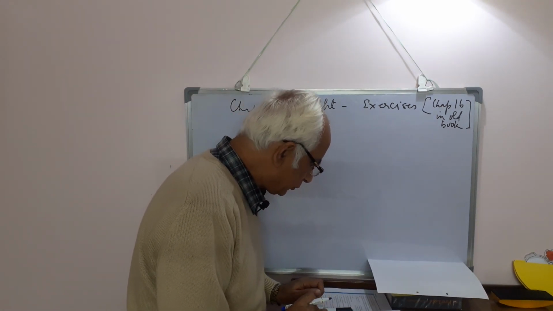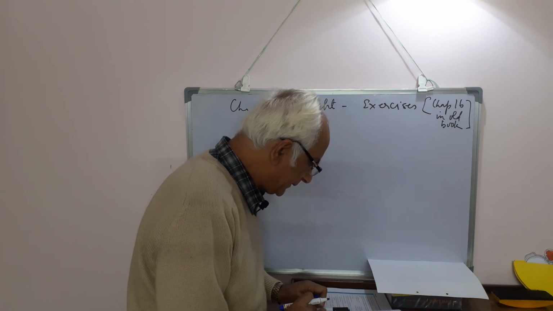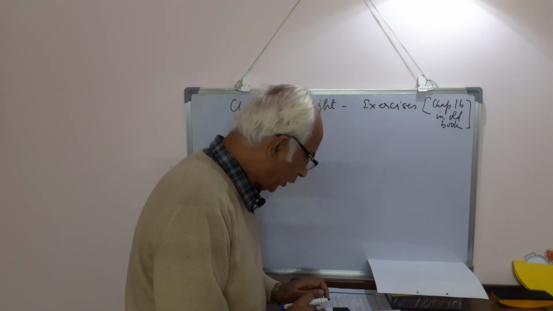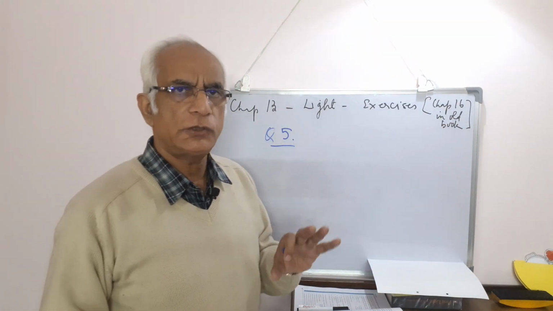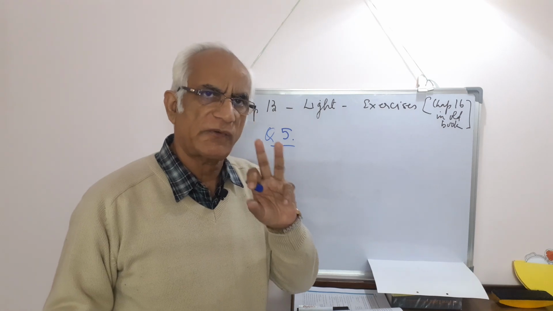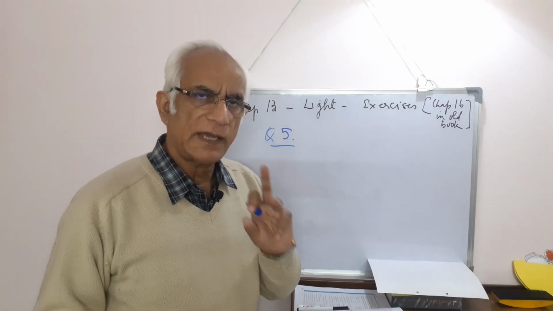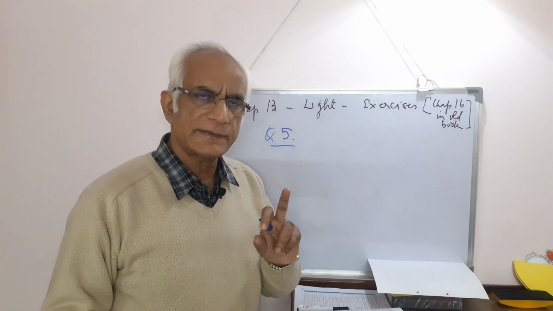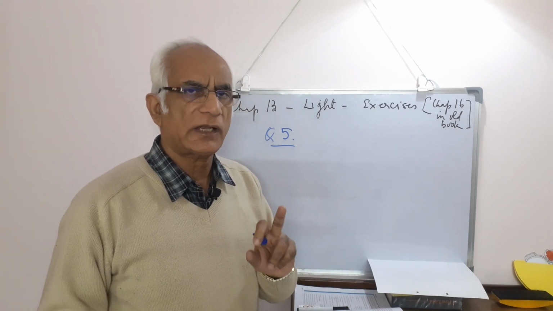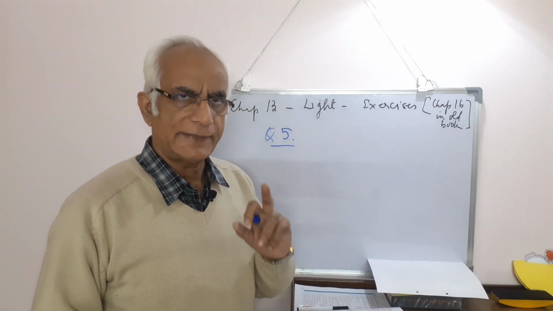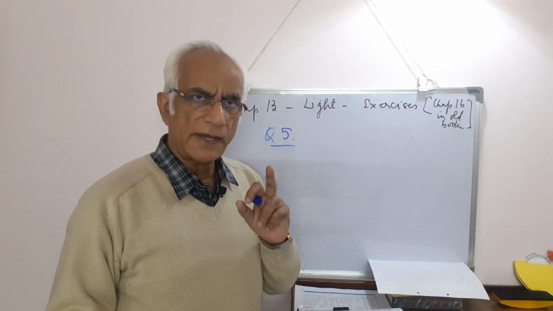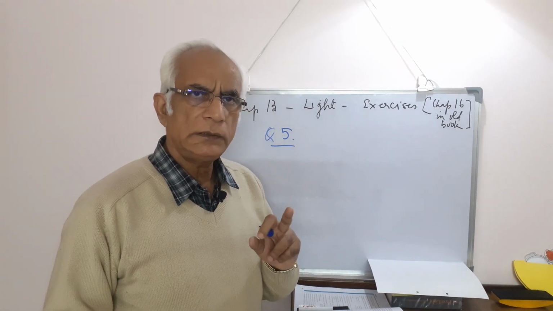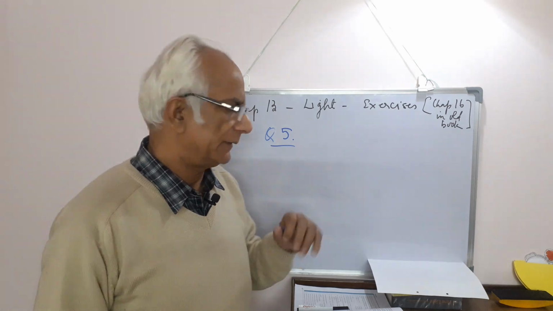Describe an activity to show that the incident ray, the reflected ray, and the normal at the point of incidence lie in the same plane. In my last video, I told you there are two laws of reflection. First law is that angle of incidence and angle of reflection are always equal. And second law is that the incident ray, reflected ray, and the normal are on the same plane.